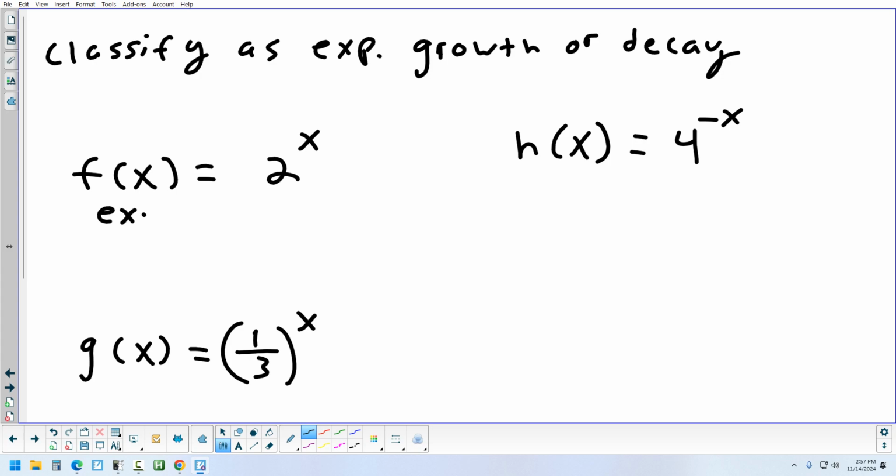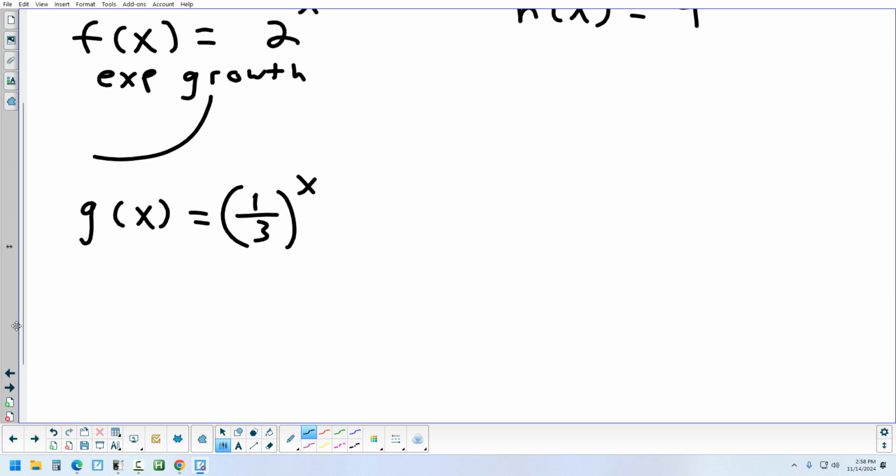And how do you know? It doesn't have a negative exponent, and it is a number that is not a fraction. Well, if it was a fraction like 5/3, that would still be growth. So let's just say it's a base bigger than 1. Yeah. So if the base is bigger than 1, it's exponential growth. Growth is going to look something like that. There's your graph. Okay. How about g of x equals 1/3 to the x?